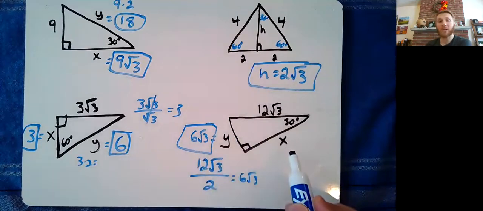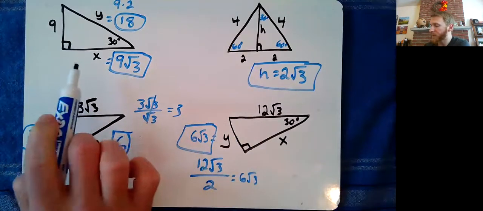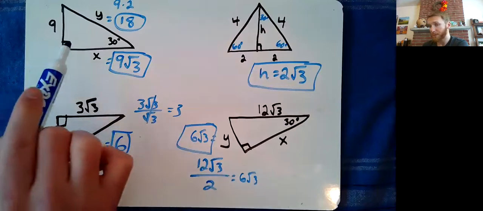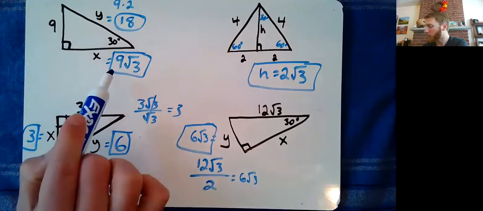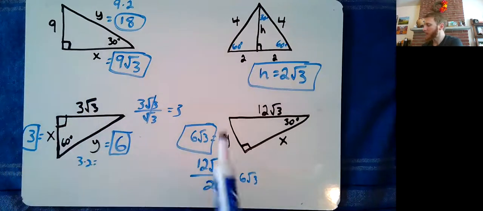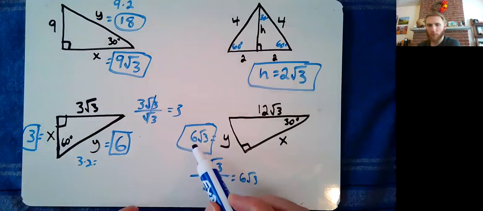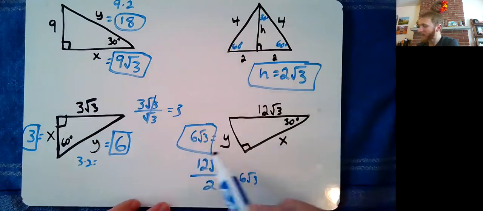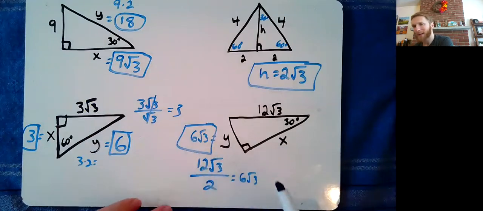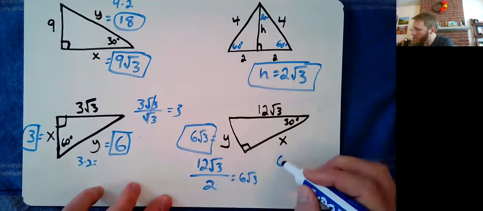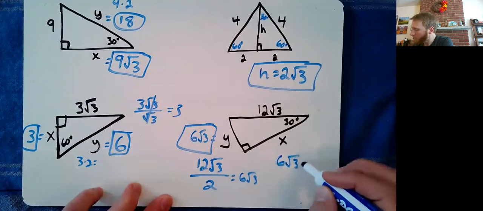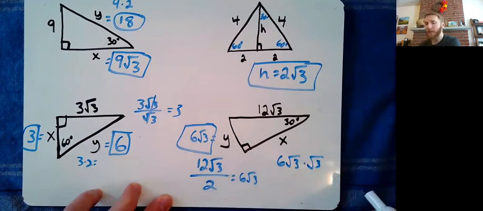Now to find the long leg. Again, think back to this basic example. We took the short leg, multiplied it by root 3 to get the long leg. The short leg here is 6 root 3. So to find the long leg, I take that short leg and times it by square root of 3. So 6 root 3 times root 3.